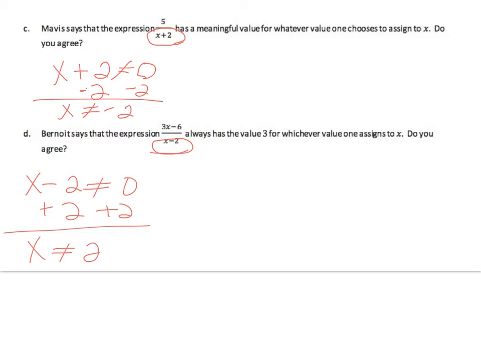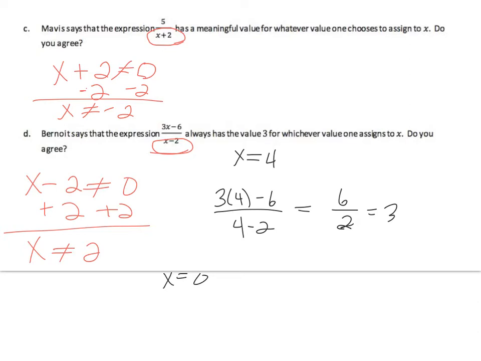Let's try, I don't know, x equals 4. 3 times 4 minus 6 over 4 minus 2. 3 times 4 is 12, minus 6 is 6. 4 minus 2 is 2. That does give me 3. Try x equals 0. 3 times 0 is 0, minus 6. 0 minus 2 is negative 2. It gives me 3. But I cannot use the value x equals 2 because that would give me a 0 in the denominator.